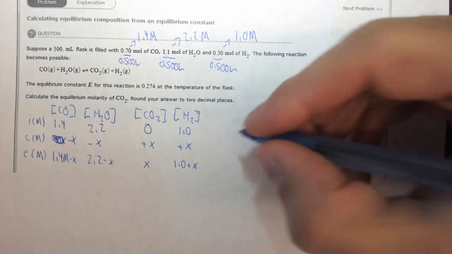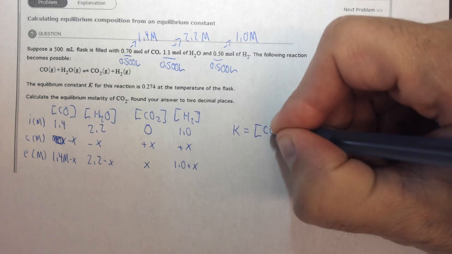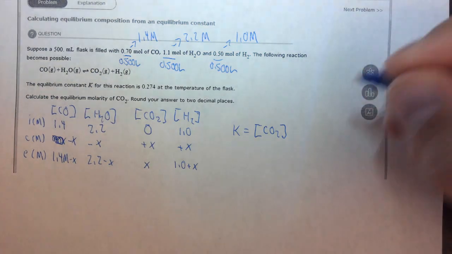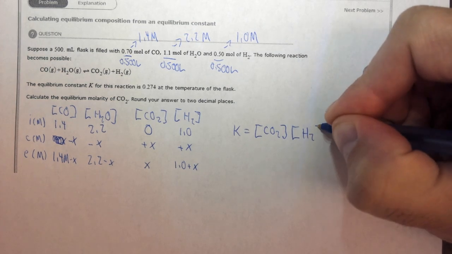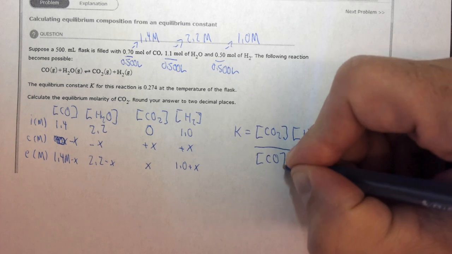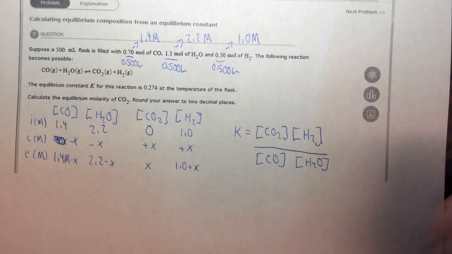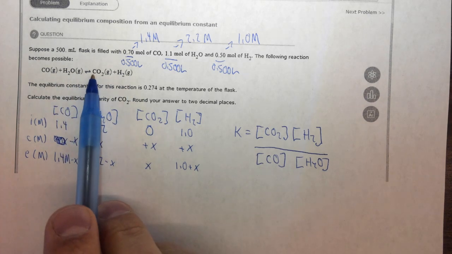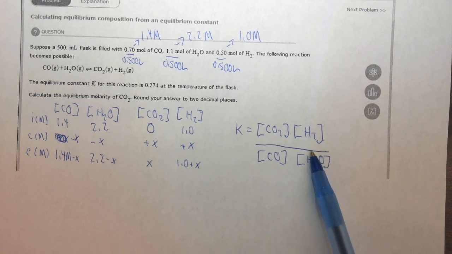So remember that equilibrium K is equal to products over reactants. So it's the concentration of CO2 to the 1, because the stoichiometric coefficient is 1. Concentration of hydrogen, again to the 1, divided by the concentration of CO to the 1, and the concentration of H2O, again to the 1. Remember, if there's a stoichiometric coefficient of 2 here, you would have to square this. In this case, that's not necessary. So this is equal to my equilibrium constant.